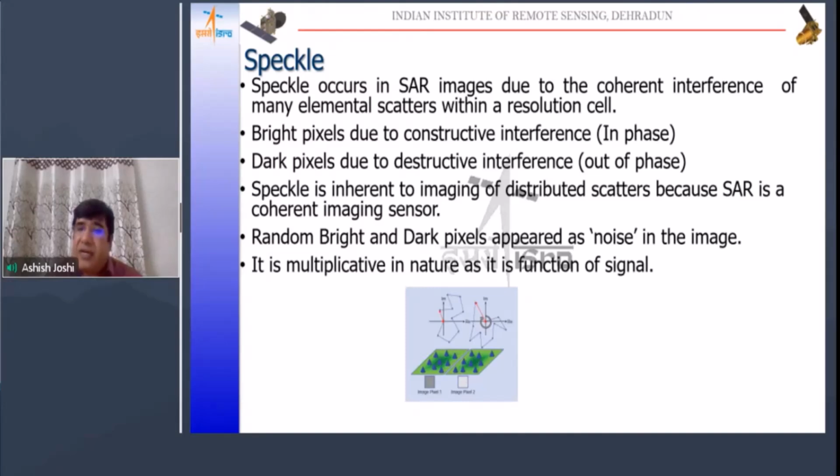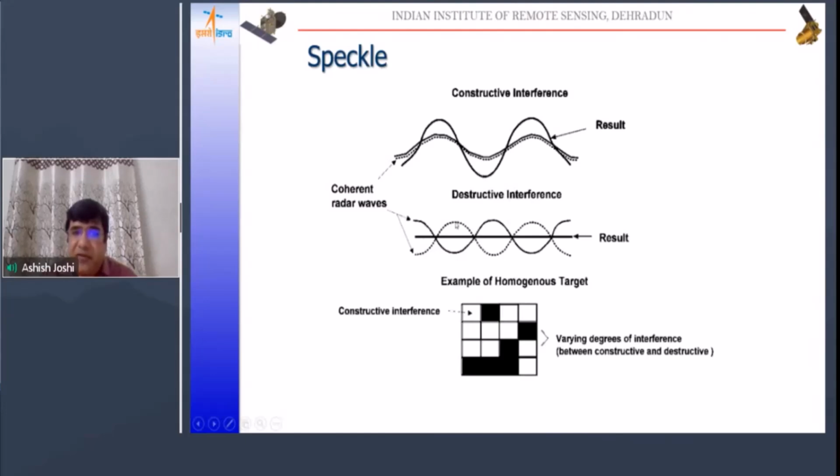This speckle is multiplicative in nature because it is a function of the signal itself. Okay, so it is multiplicative in nature. So how does the speckle form? If the scatterers are in the same phase, constructive interference, then it will form bright pixels, and if they are out of phase, destructive interference, then it will form a dark pixel. This variation in the degree of interference will appear as noise in the image.